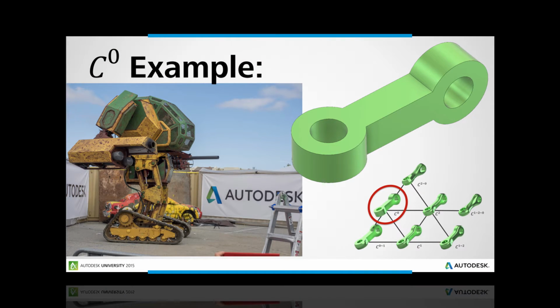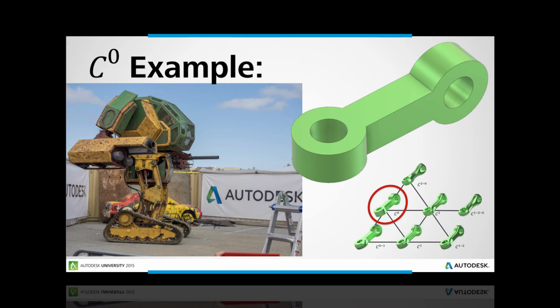It's meant to look big and menacing, and it does. And one of the ways that it achieves that is if you look at it, it's all a bunch of hard angles. There's no curviness to it. It looks unrefined. It's meant to look crude and tough, and that's what we call a C0 curve.